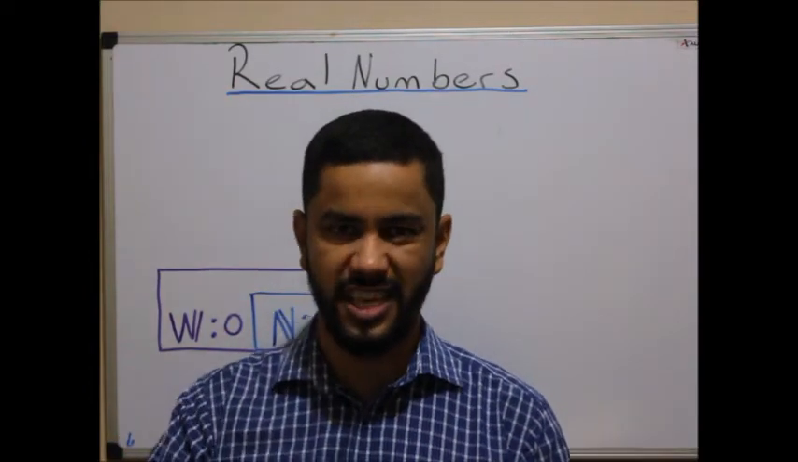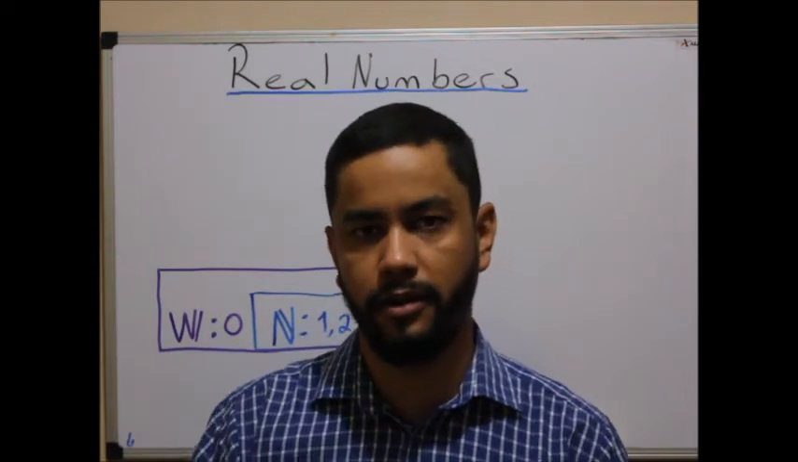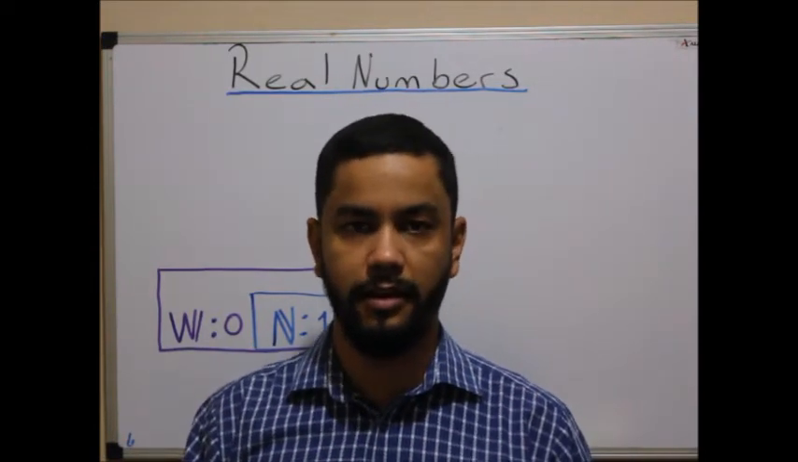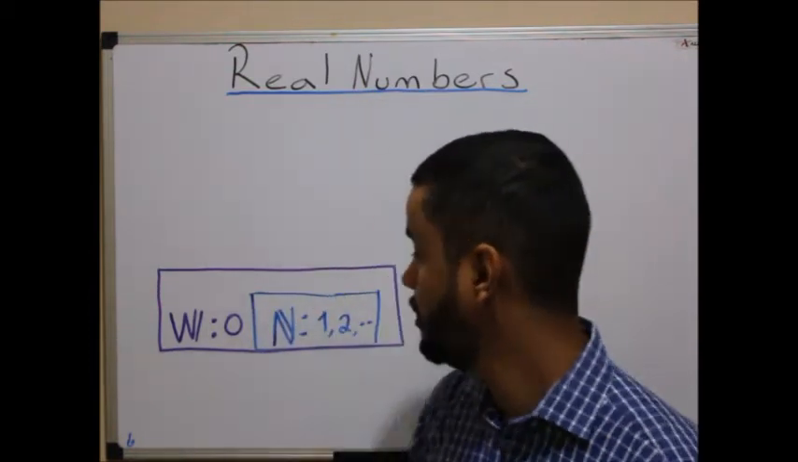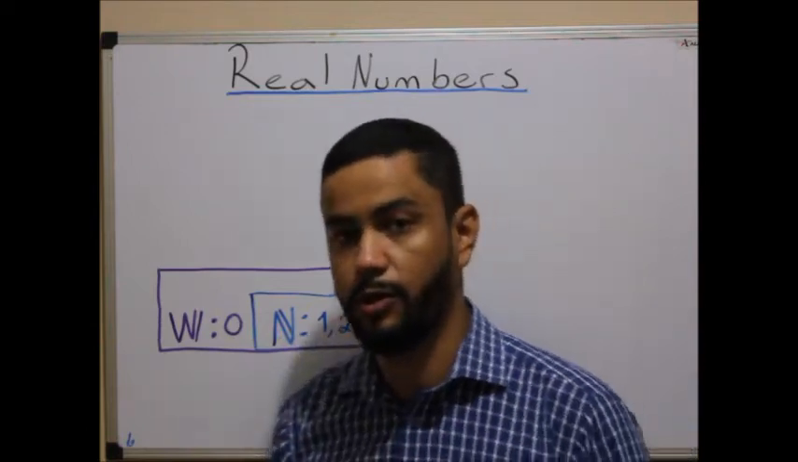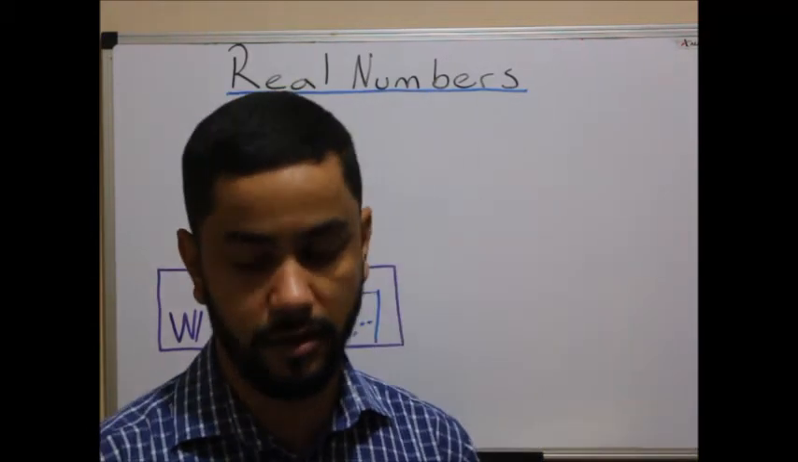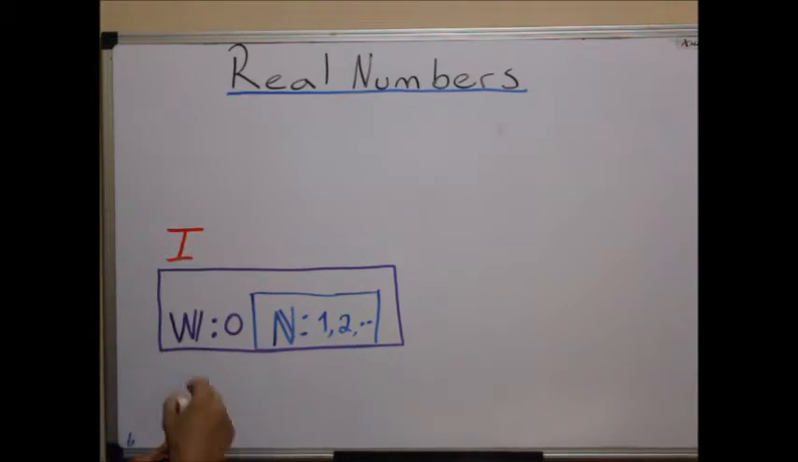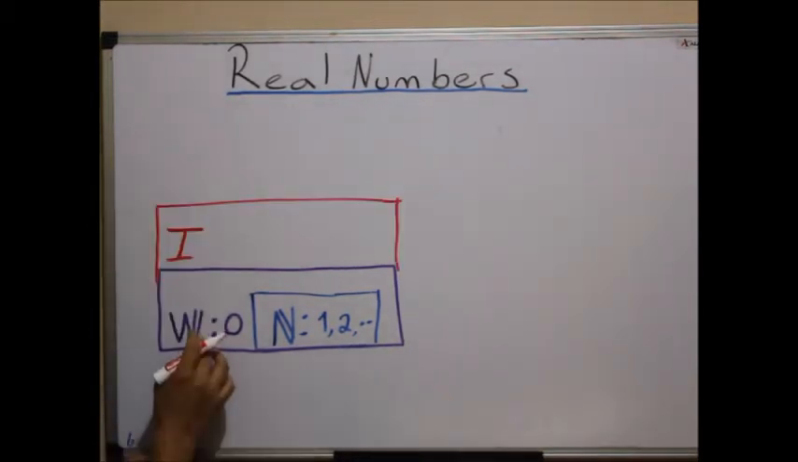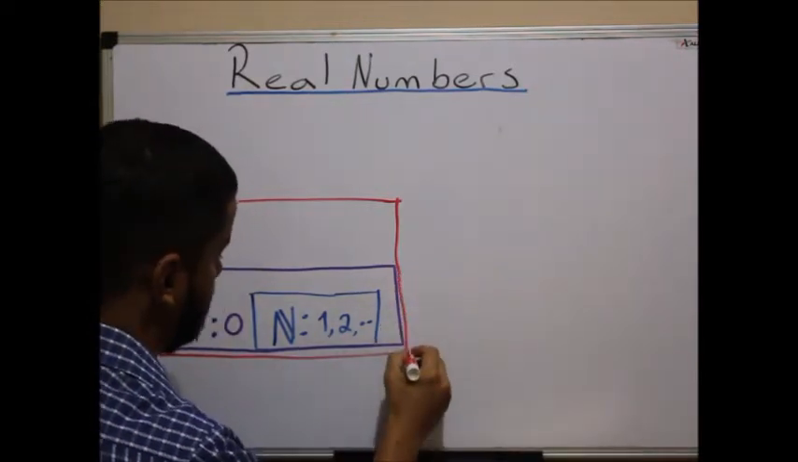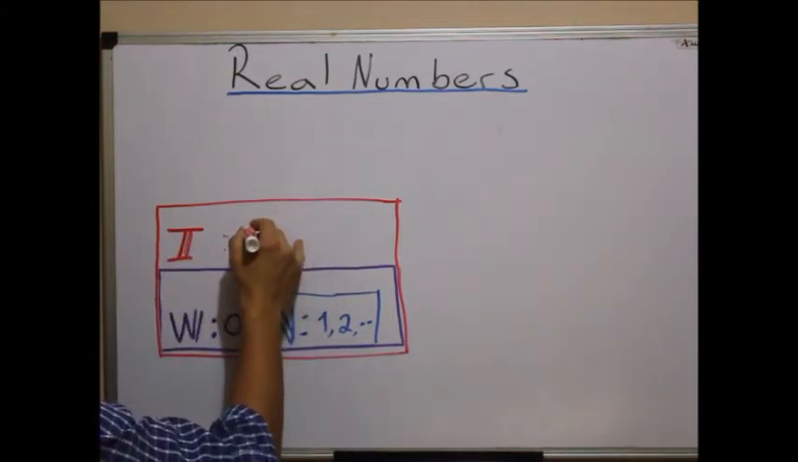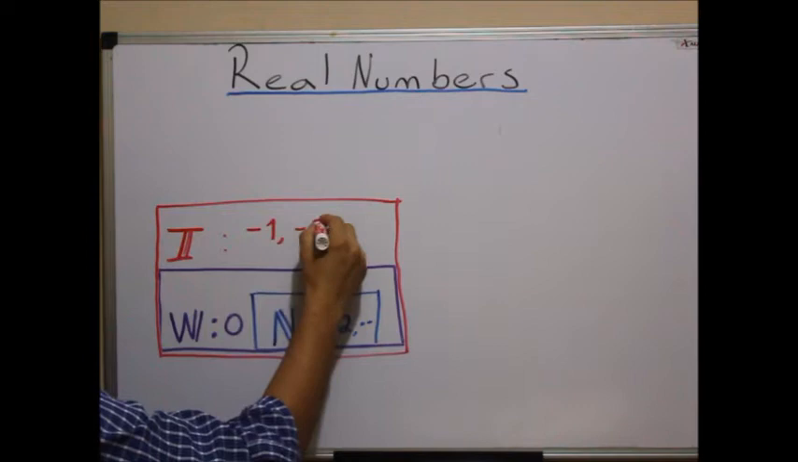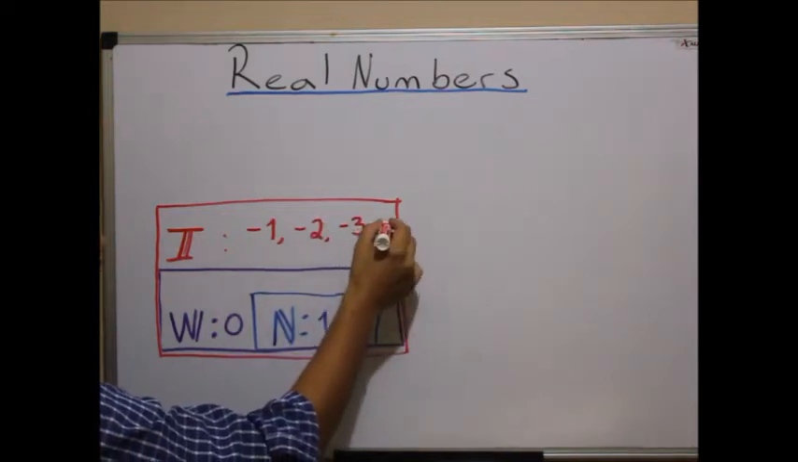Then we have another set, the set that we learned lately. That is the set of integers, and the integers hold the negative numbers. Integers will be holding the whole numbers and the natural numbers, and our integers also include the negative numbers -1, -2, -3, and we can continue.